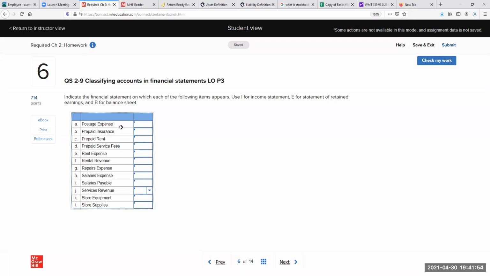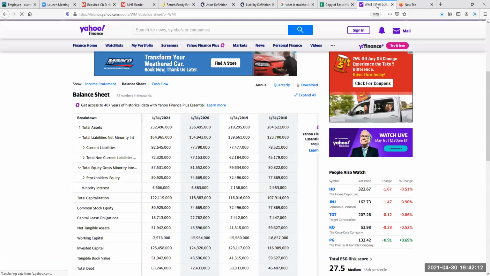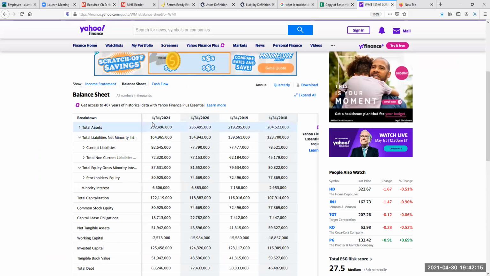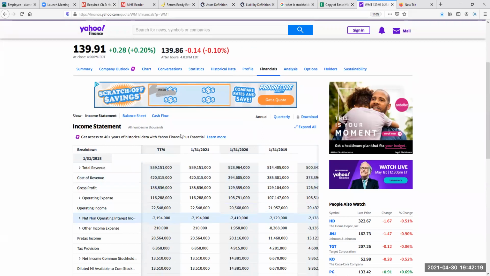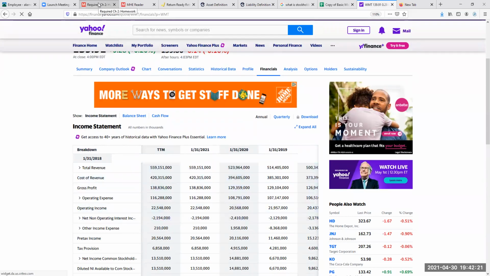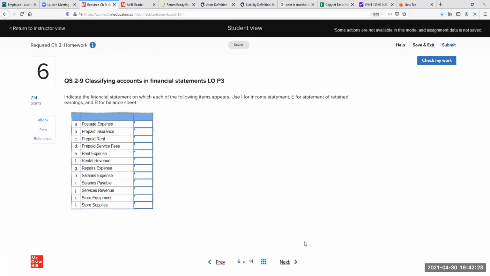Where are the assets? Prepaid insurance. What's an asset? Expenses, no. Expenses are on the income statement. Revenues are on the income statement. Salaries payable is a liability. Equipment, that's an asset. Supplies. So you need to figure out where it belongs. And if you have to, go to Yahoo Finance and click on the income statement. The only things on there are revenue and expenses. You're learning real things from the real world.